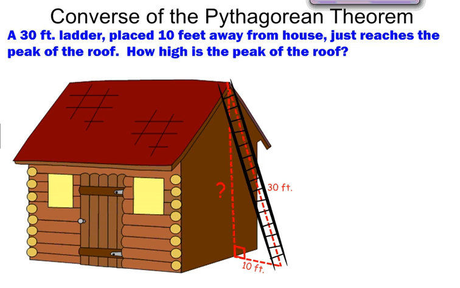So the converse of the Pythagorean theorem is going to use the same theorem that Pythagoras proved, which is a squared plus b squared equals c squared. But instead of trying to find c, the long side, the hypotenuse, like we've done in all of the previous examples, we're going to be looking for one of the other sides, either a or b.